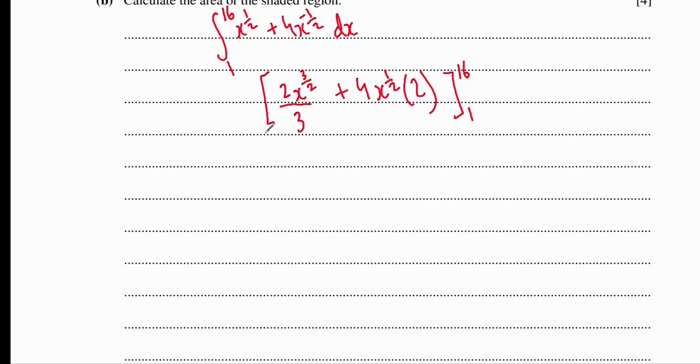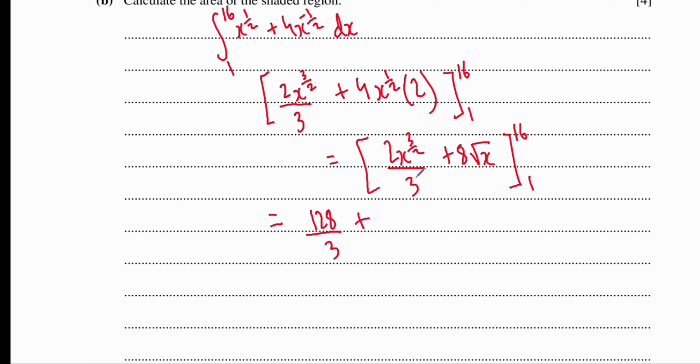Well, that's pretty simple. Now we have 2x to the power 3 over 2, over 3, plus 8 square root x, between 16 and 1. And it's convenient that 16 is a squared number. So now we have 16 to the power 3 over 2 is just 4 to the power 3, which is 64. 64 times 2 is 128. So we have 128 over 3, plus 8 times square root of 16, which is 8 times 4, which is 32. Minus, well, put 1 back in here. We have 1 to the power 3 over 2 times 2 over 3, which is just 2 over 3, plus 8 times the square root of 1, which is just 8.